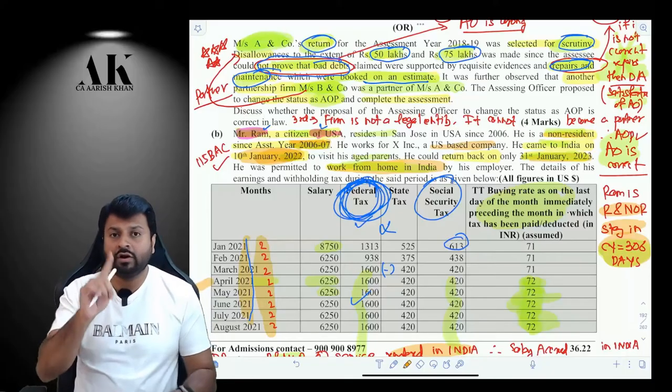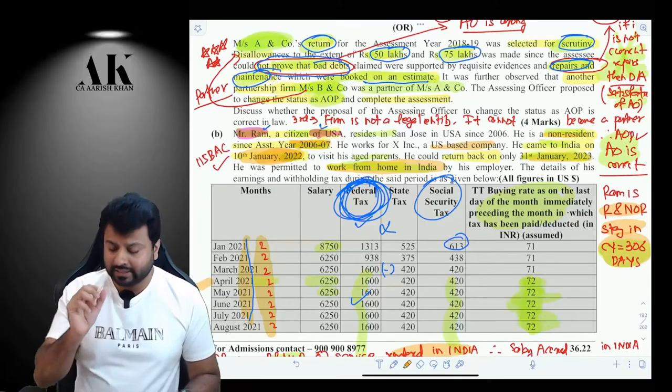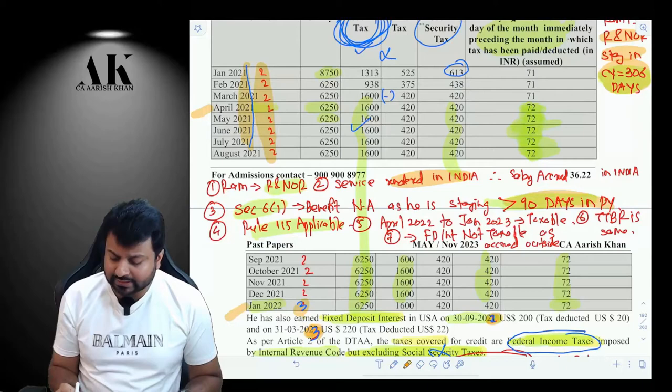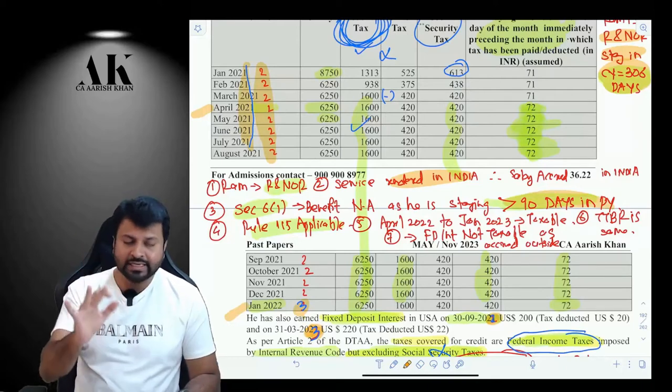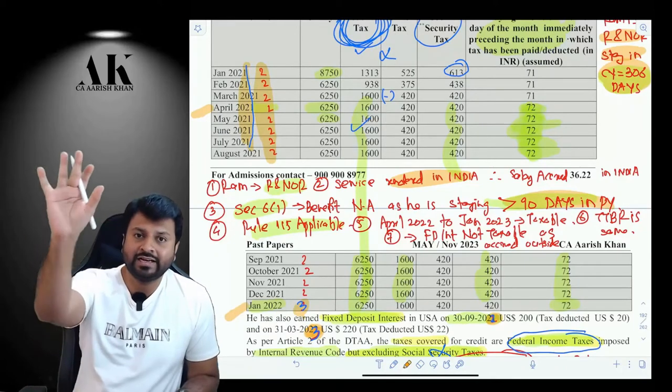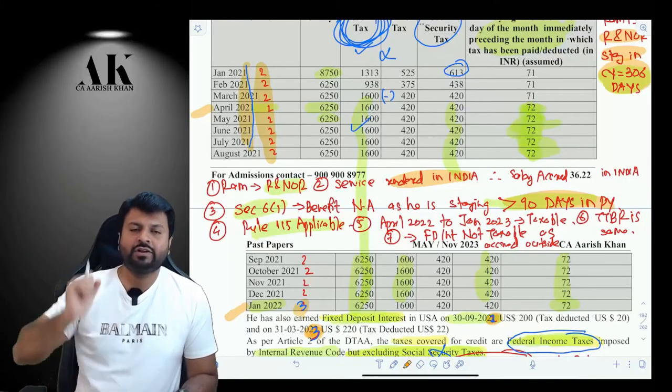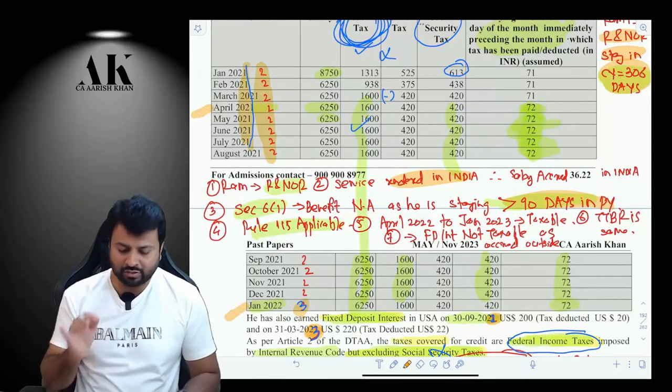No. He will not get this exemption because there is one condition over there. The condition is the stay in India should not exceed 90 days. And he is staying in India for how many days? He is staying in India for more than 90 days. He is staying in India for 306 days. Therefore, he will not be eligible for that exemption. Forget about that exemption. He will be liable to tax.